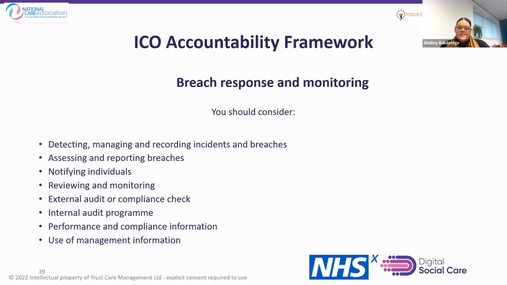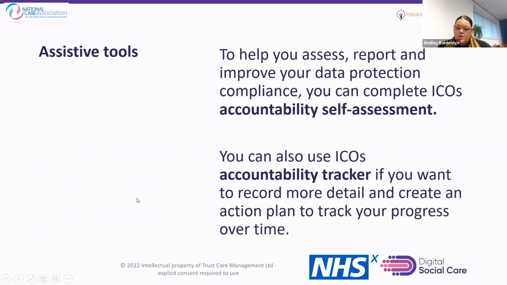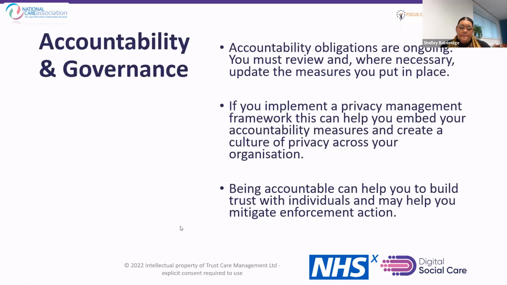Reviewing and monitoring: external audit or compliance checks, internal audit programs. What does that look like for your organisation? Performance and compliance information, use of management information. So, assistive tools. To help you assess, report and improve your data protection compliance, you can complete the ICO's accountability self-assessment. You can also use the ICO's accountability tracker if you want to record more detail and create an action plan to track your progress over time.